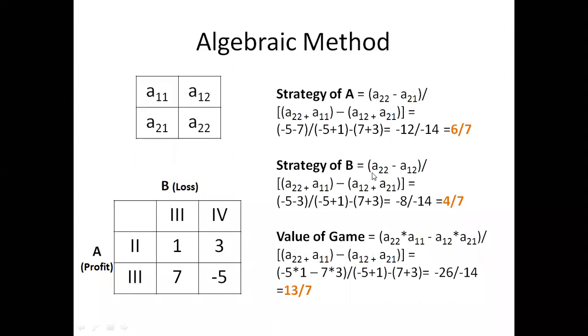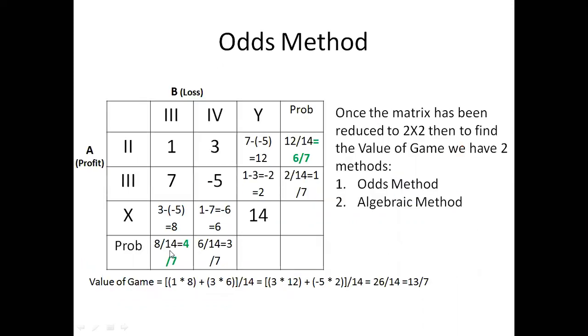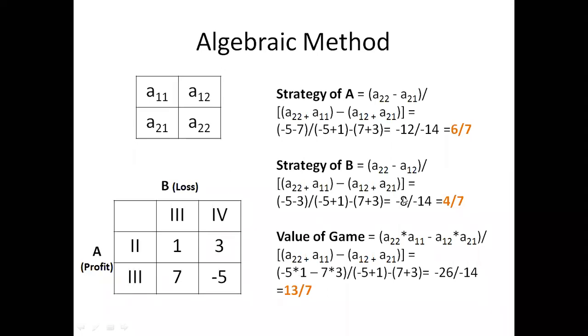So in this case, now you simply put the value of A22 is minus 5 minus 3. So the denominator is minus 14. Since it is static, it remains minus 14. So minus 5 minus 3, that is minus 8 by minus 14, which is 4 by 7. If you see the previous slide, odds method, what you get is 4 by 7. So it is same as the previous slide.